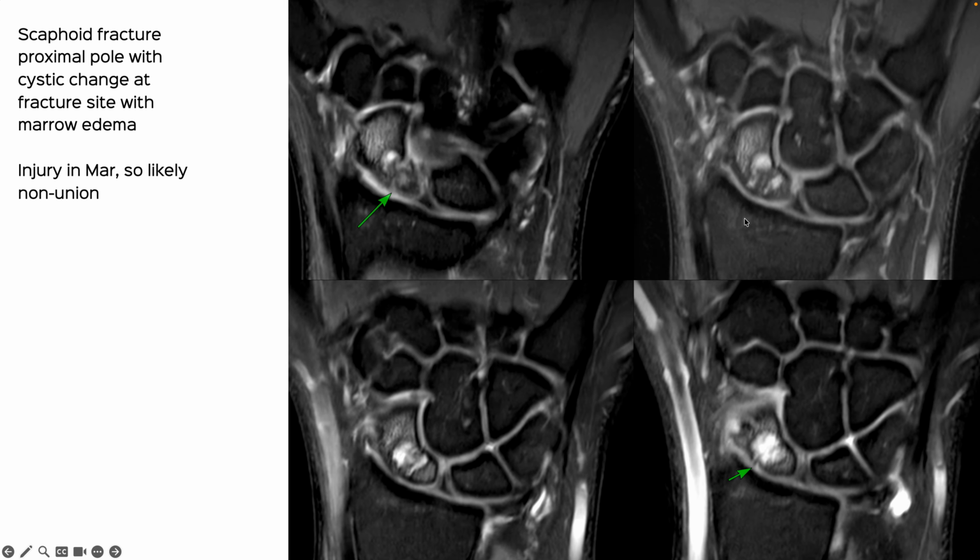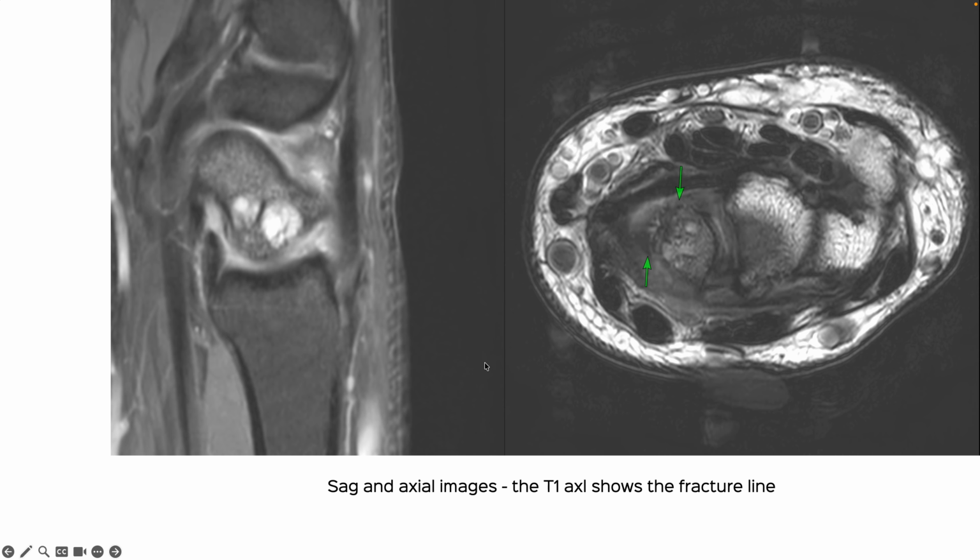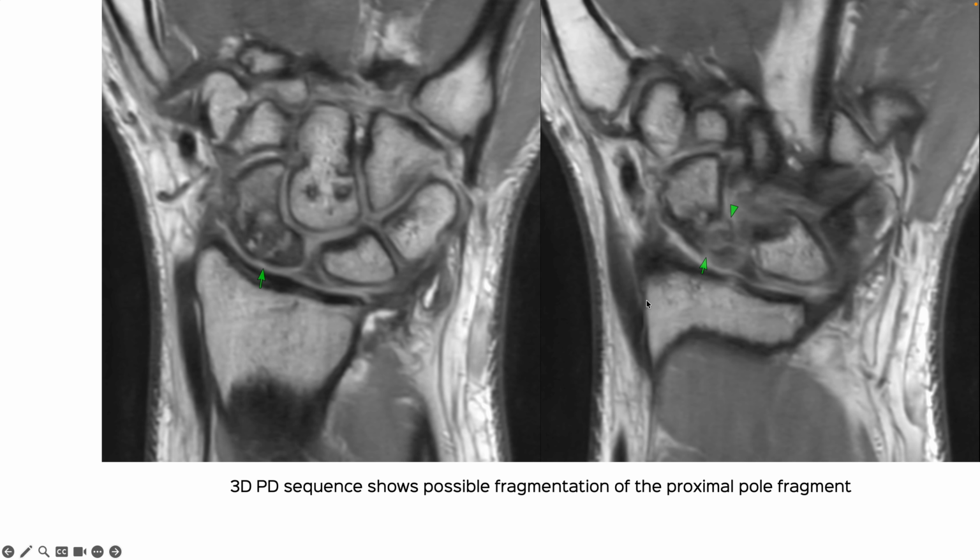And since now this is almost 6 months old, this would qualify as a non-union, and probably this cystic change is also responsible for, or maybe the result of the non-union. That's the sagittal image showing the cystic change. The axial T1 shows the fracture.